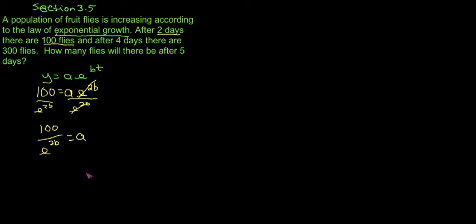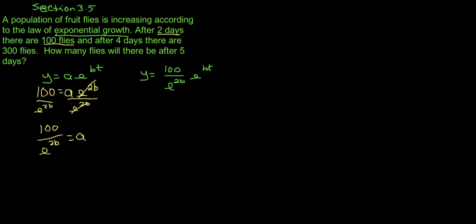Now from there our next step is going to be dealing with the part where after 4 days there's 300 flies. So we're just going to come back, take the part that we know, and that part now includes this value for a. So we're going to step out here and go y equals this, which is 100 all over e raised to the 2b, all times e raised to the bt. So we found one of our values.